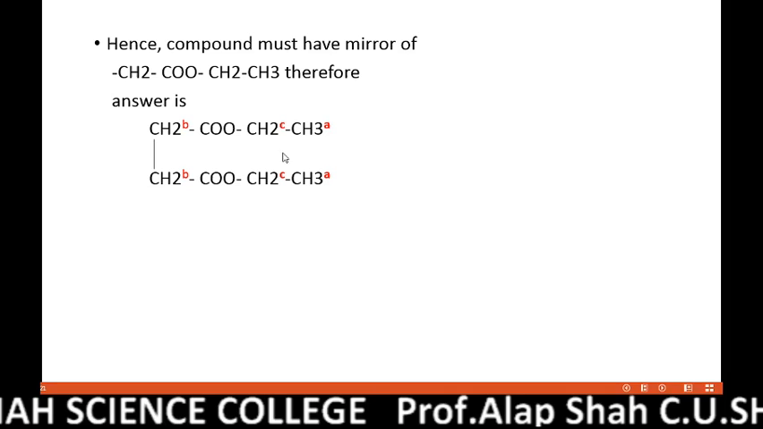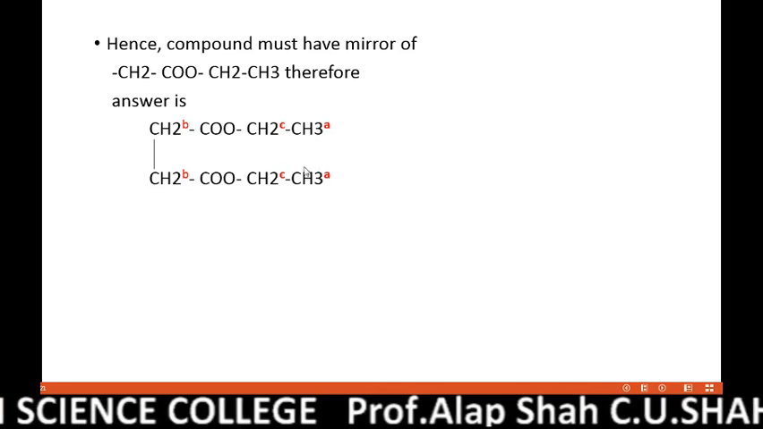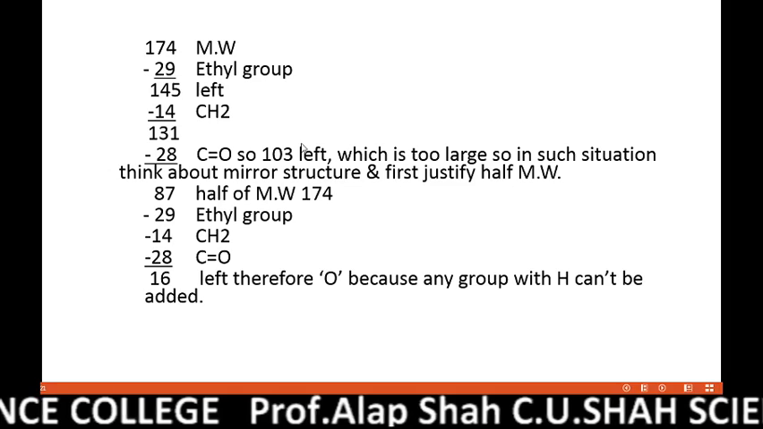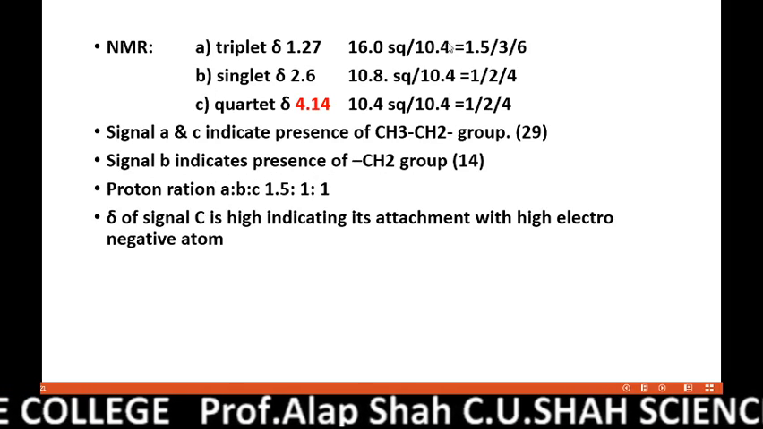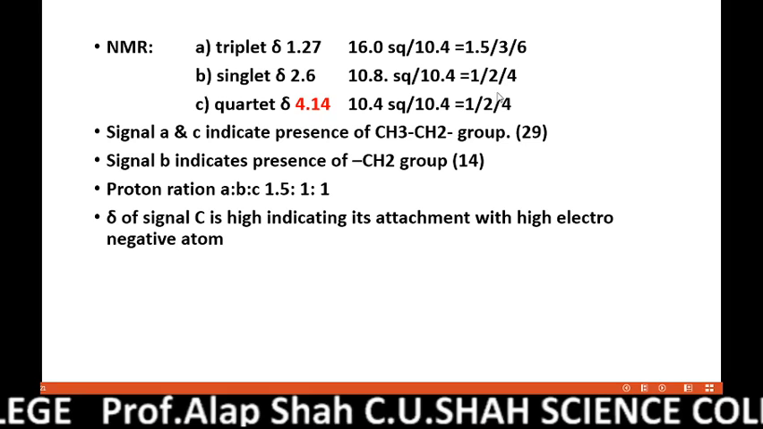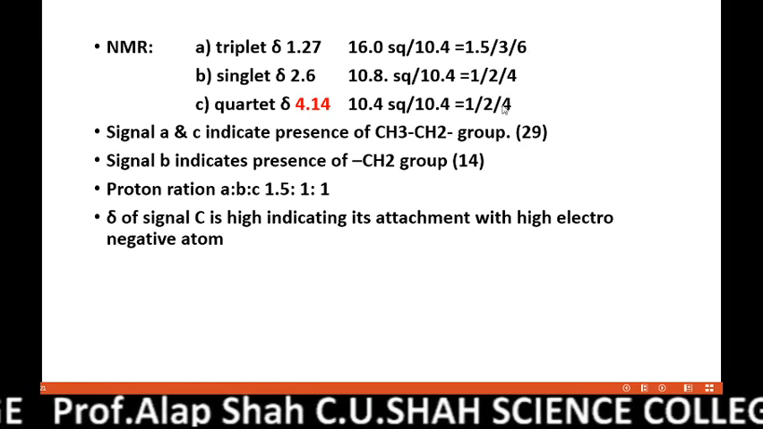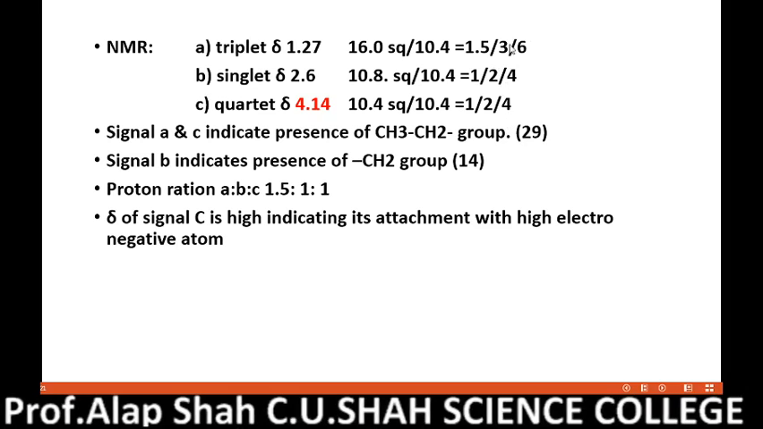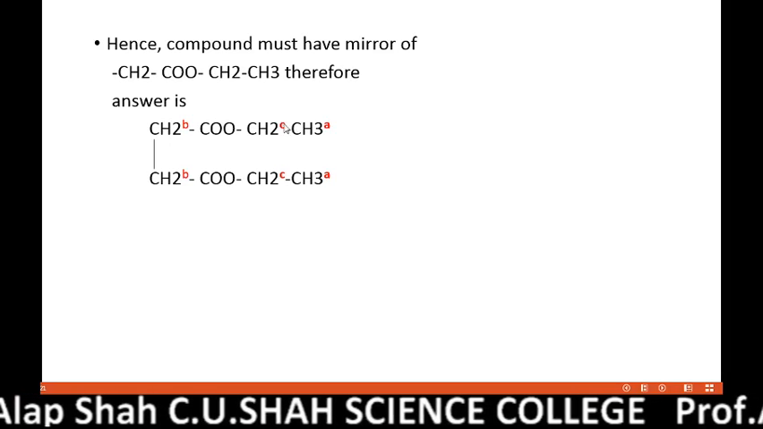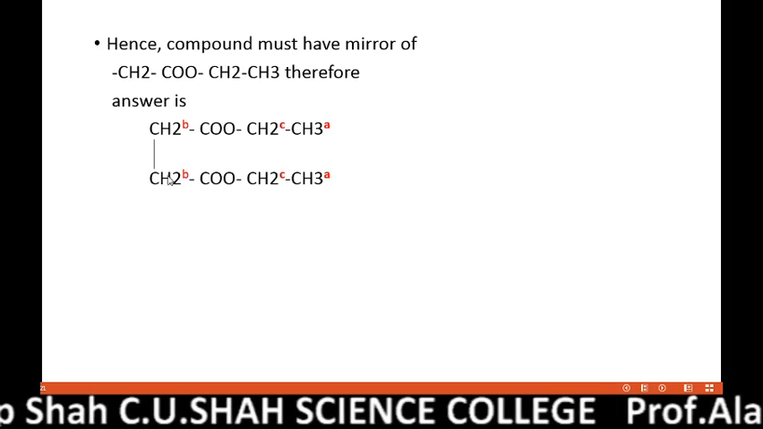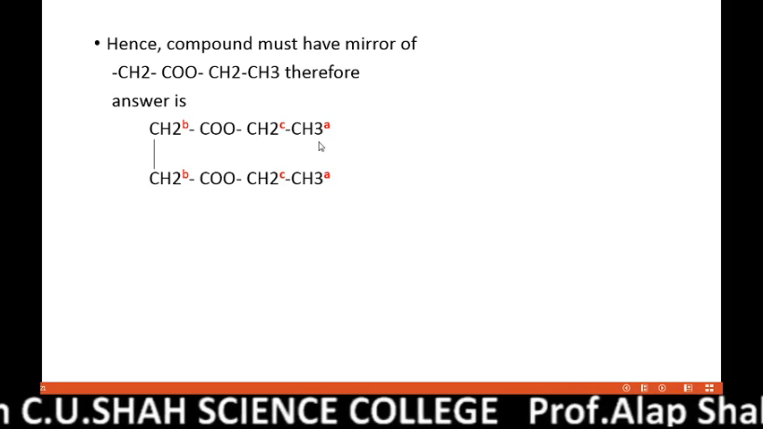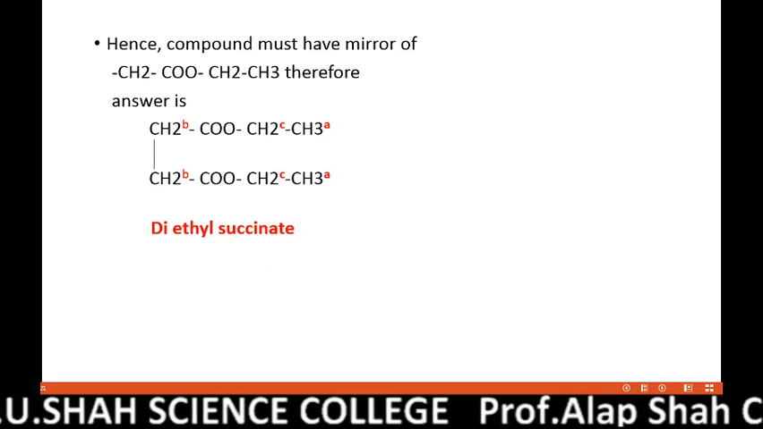Now let us check the NMR. Signal A has 6H. If you remember, when we solved the proton ratio, it is 1 to 1 to 1.5, or 2 to 3, or 4 4 6, purely trial and error based. So signal A is a 6H triplet, signal B a 4H singlet, and signal C a 4H quartet. And the name of this compound is diethyl succinate.